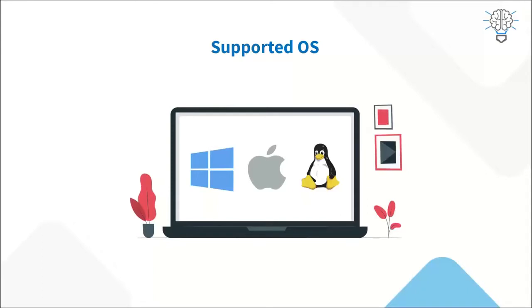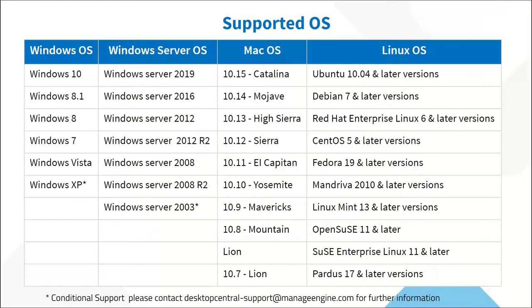So here are the supported operating systems in Desktop Central. Desktop Central supports all the 3 major operating system flavors: Windows, Mac, and Linux. Here's a detailed overview of all the operating systems that are supported by Desktop Central.